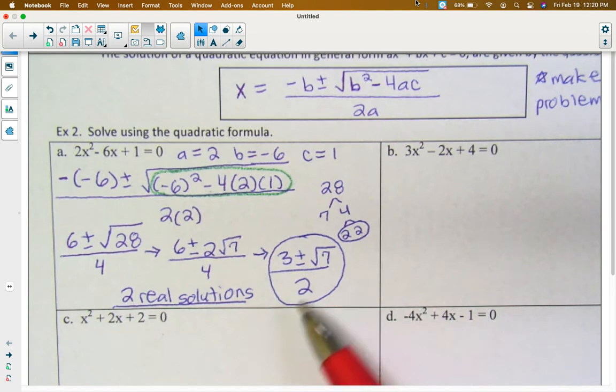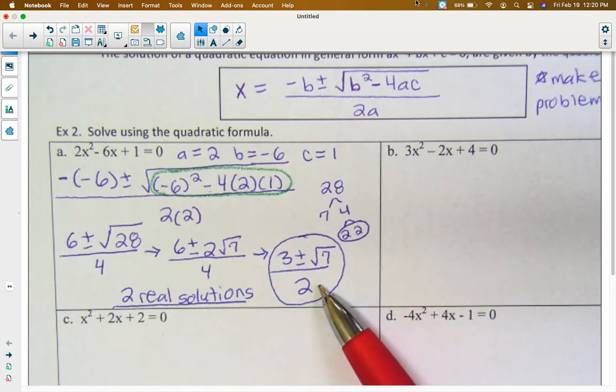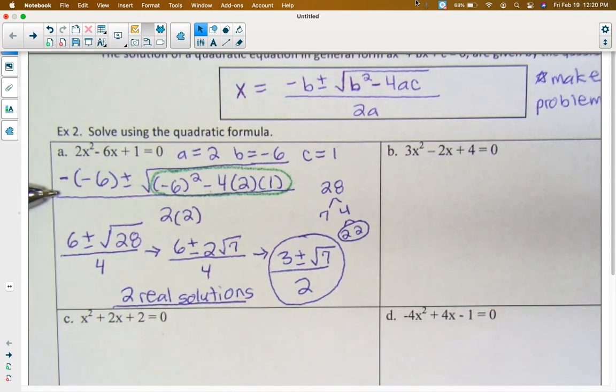Now, this is the exact answer, 3 plus or minus the square root of 7 divided by 2. You could get a decimal approximation just by typing this whole thing into decimals. However, you're still going to have to know the exact answer, and the decimal answer can just be used as a way to check your work. So just be conscious of that.